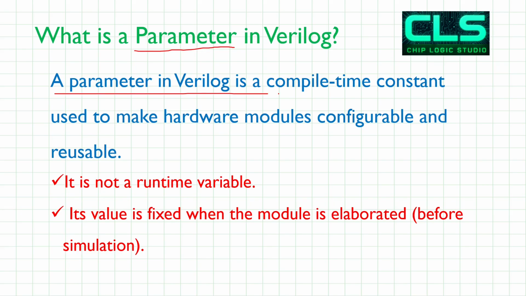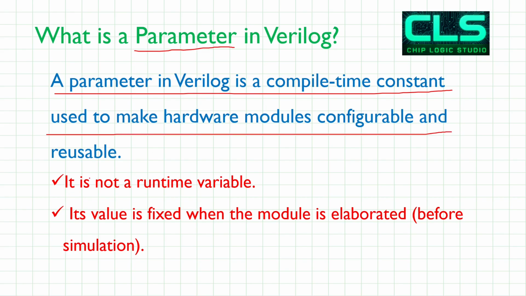So a parameter in Verilog is a compile time constant, means some value or any value you can give with help of some word like width or length or anything, any parameter you can understand, pi, theta, anything, some variable we are assuming and giving it value in our code. So it is used to make hardware models configurable and reusable.